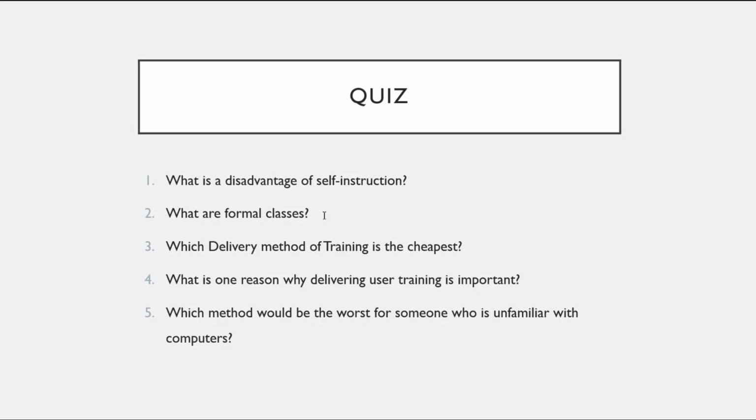And which delivery method of training is the cheapest? Adna? Ahmed? Yeah? Yes. And what is one reason why delivering user training is important? Someone on the line. Omar Yassin? Because it means that the users can use the software as intended and causes less issues. Sorry, repeat that. Users can use the software or program as intended, causing less issues.